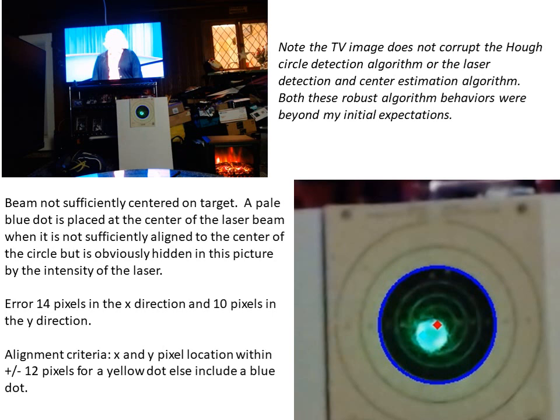Another example, again, a different TV image. By the way, I moved the laser beam. You can see it has moved. Someplace in there, there's a blue dot, but it's buried in the laser image. The beam's not sufficiently centered. That's why you don't see a yellow dot. And in this case, the error was approximately 14 pixels.